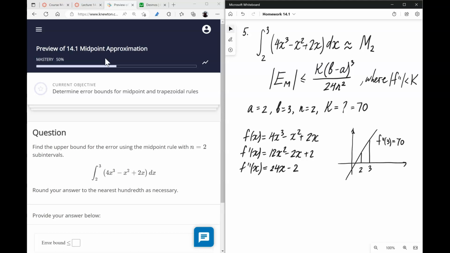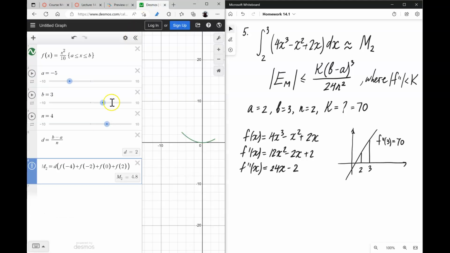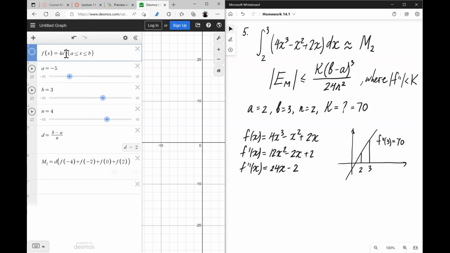So that means we can set k to be equal to 70, and that will give us the strictest upper bound for this error. However, what I was going to also suggest is introducing a new function. In this case, let's just reintroduce f of x. So we have f of x is 4x cubed minus x squared plus 2x.